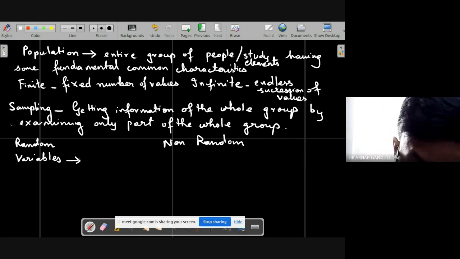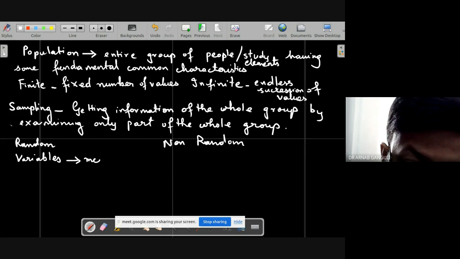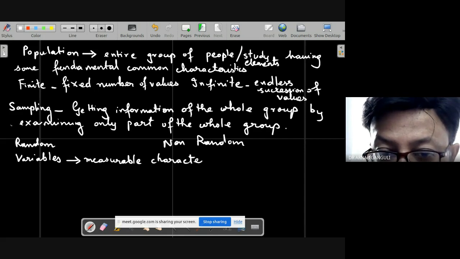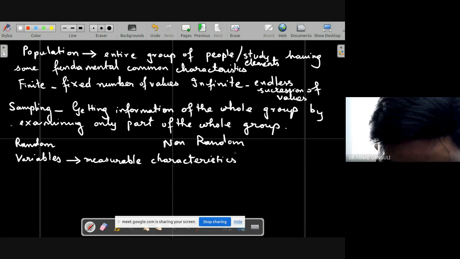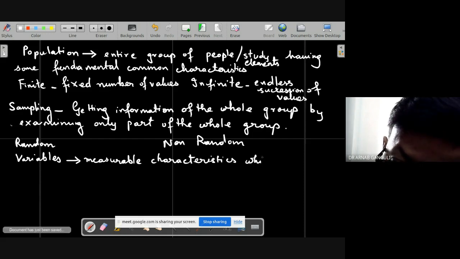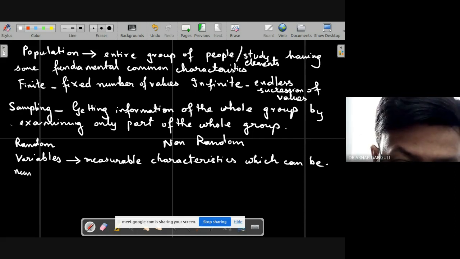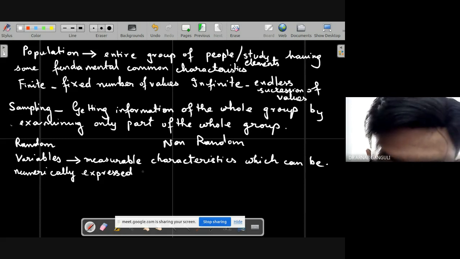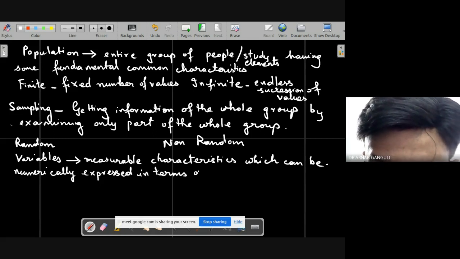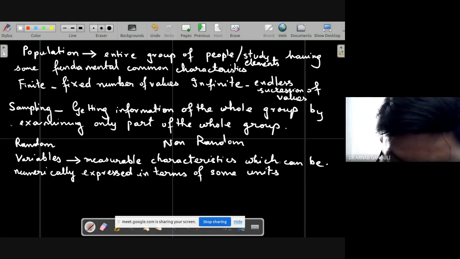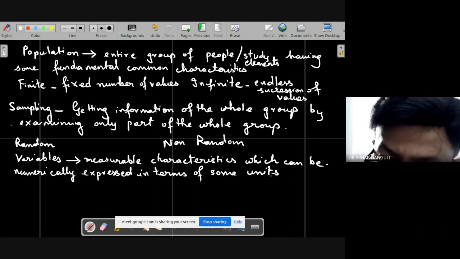Variables. What are variables? Variables are the measurable characteristics which can be numerically expressed in terms of some units. They can be quantitatively measured.